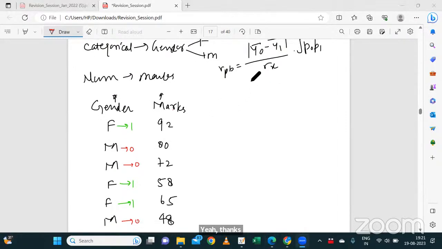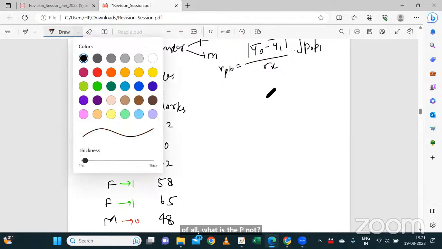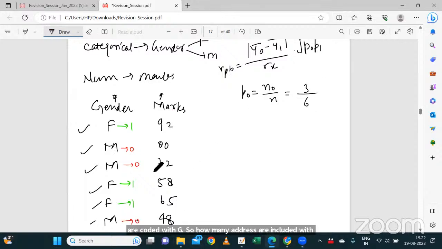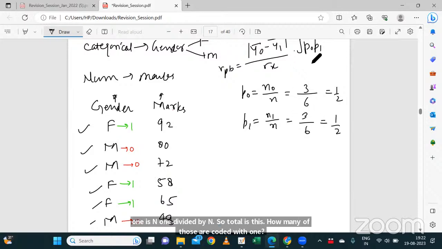Next, we have to find out y bar naught. First of all, what is p naught? P naught is N naught divided by N. What is the total N here? 1, 2, 3, 4, 5, 6. What is N naught? The number of observations coded with 0. How many are coded with 0? 3. So it's a half. What is P1? P1 is N1 divided by N. The total is 6, and 3 observations are coded with 1. Half, right? So we got P naught and P1.